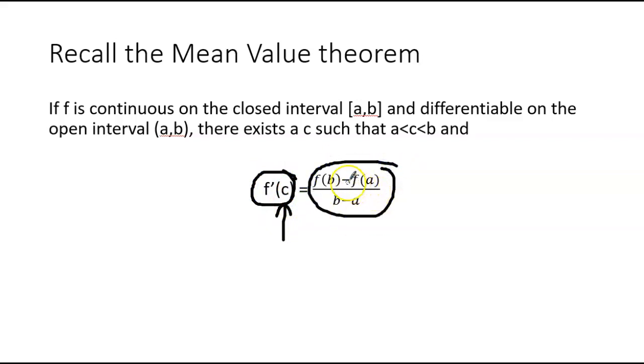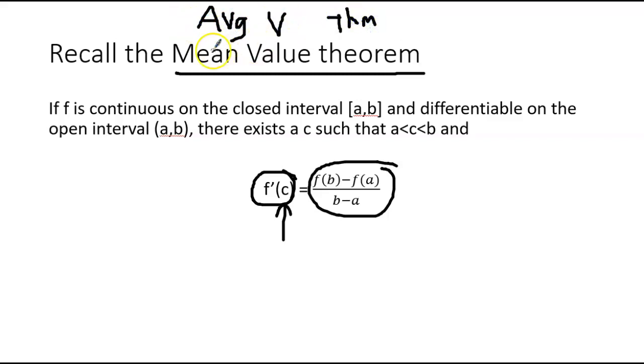Now, I'm going to talk about this for 2 reasons. One, because the mean value theorem, that sounds almost like the same thing as the average value theorem. I mean, they're almost identical. The only difference is one says mean, one says average, but I don't know if you guys remember, but in math, typically average and mean mean the same thing.